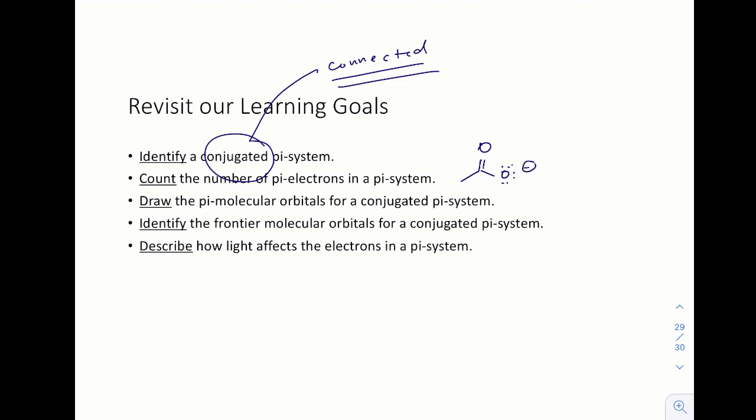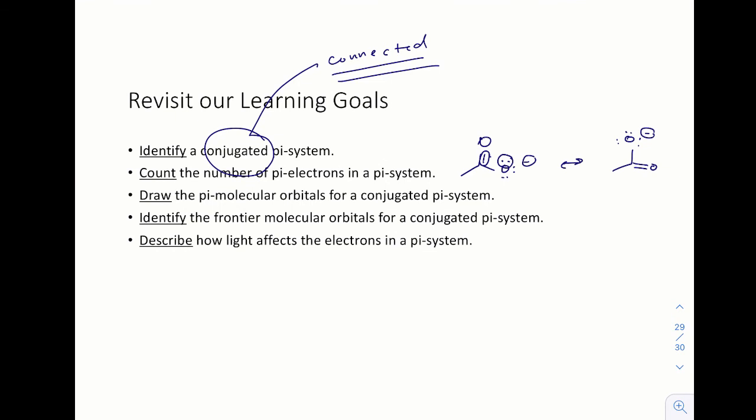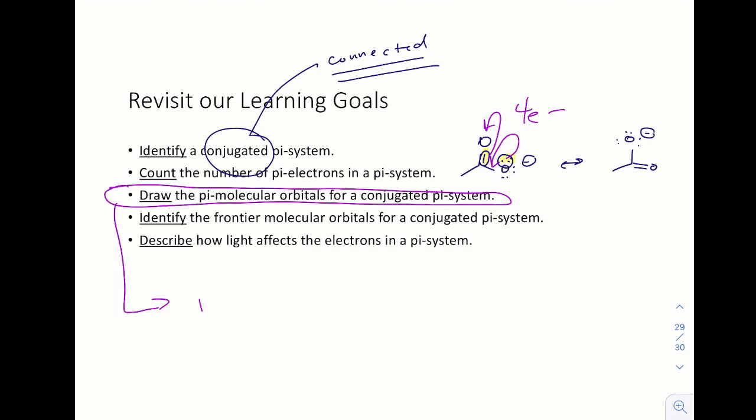For example, for this molecule, there are 4 electrons in the conjugated pi system. Here are the resonance structures that describe this molecule. And to interconvert between these resonance structures, I would draw curved arrows like this. So these 2 curved arrows imply that there are 4 electrons involved in that pi system. You should be able to draw the pi molecular orbitals for a conjugated pi system. Remember that the number of p orbitals determines the number of pi molecular orbitals.